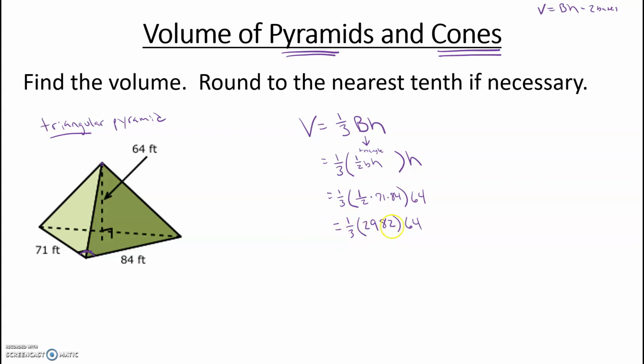So now we have 1/3 big B times H. You can multiply and divide in any order you want. So I'm going to do 2,982 times 64. And then I'm going to divide by 3, which would be taking 1/3. So multiplying by 1/3 is the same as dividing by 3. So I did 2,982 times 64, and I divided by 3. And I got 63,616, which was a very nice answer. I know it's big, but it's a nice answer. And volume, we're talking in terms of feet cubed. So that would be the volume.